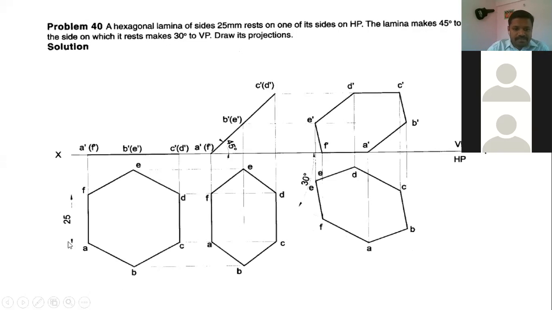About this construction, I already explained in the previous class. So this is the first position of your problem, this is the second position of your problem, and this is the third position of the problem. In the first position, what we do is we are going to construct your hexagon.